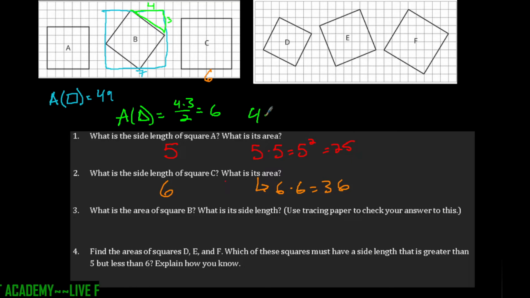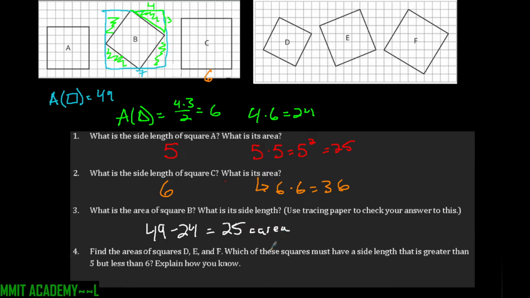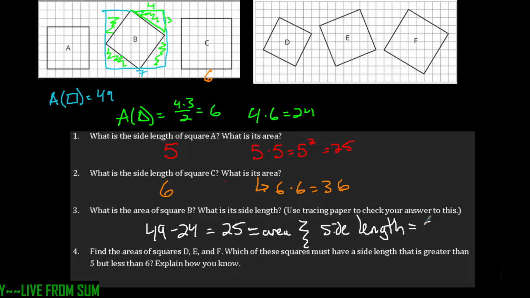So now I can do 4 times 6 is 24, and those areas of the triangles added up are going to be 24. So that means I can take 49 minus 24 to get 25. So if the area of B is 25 square units, that means the side length is the square root of that. So the square root of 25 is going to be 5. So make sure you're practicing those squares and square roots.